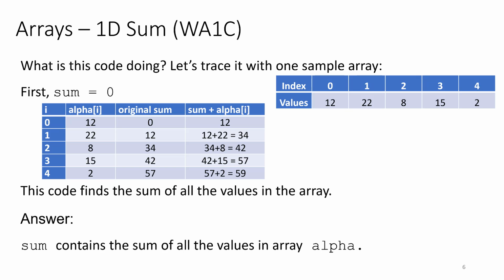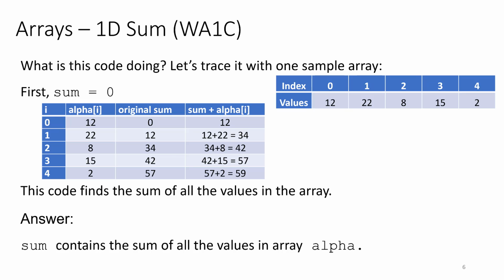In this case, we're walking through the array from index 0 to less than length, or index sub 4. The original sum is 0, and the first time through the loop we will add alpha sub 0 to the sum. So the sum plus alpha sub i would be 12.